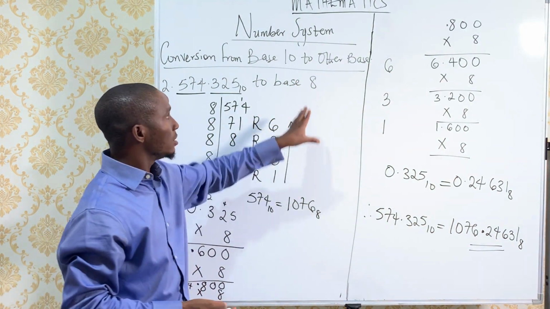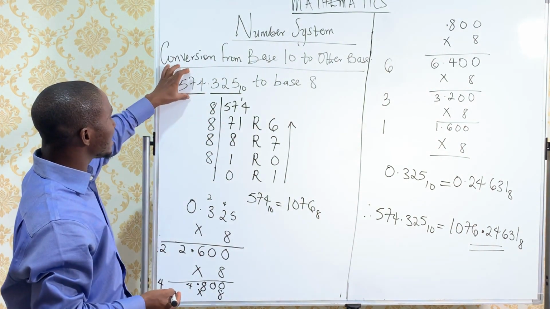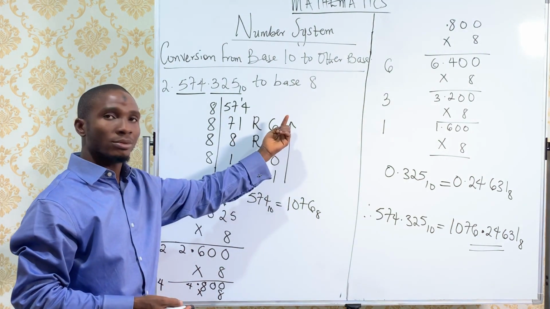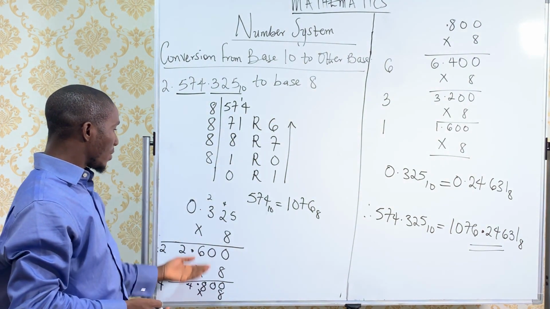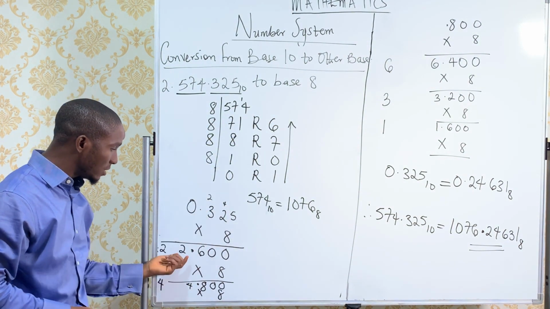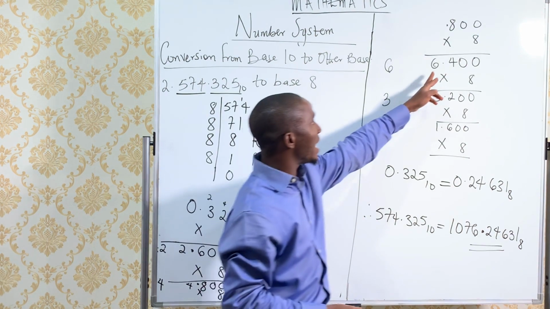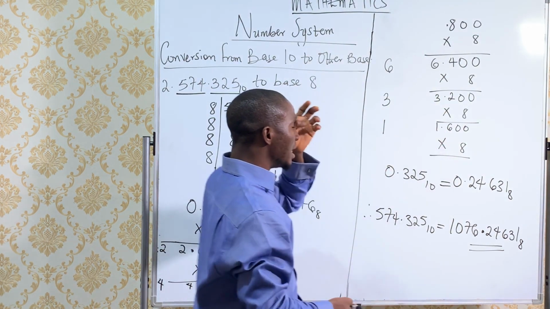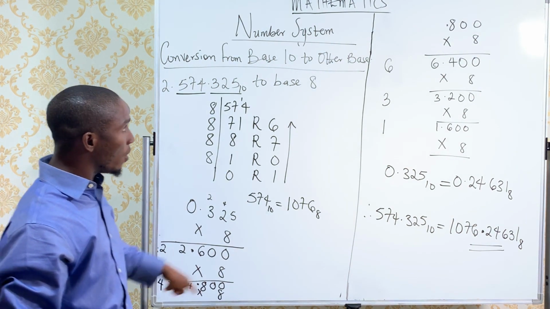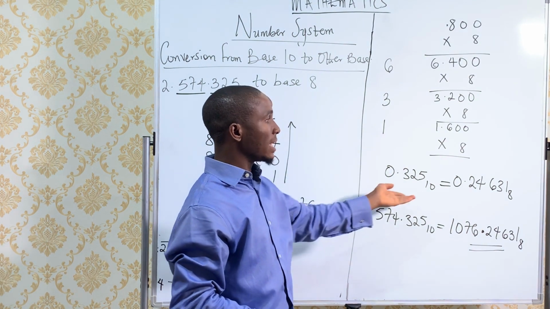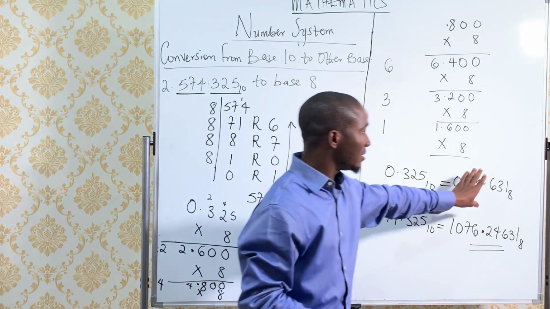In summary, the first thing you do is to separate it into two, the integer part and the decimal part. To the integer part, you divide and you read up. You put down your answer. To the decimal part, you multiply with 8. As you are multiplying, you keep the integer part separate each time. You now take your reading from the top, 0.24631 in base 8. You now join both the integer answer and the decimal answer.